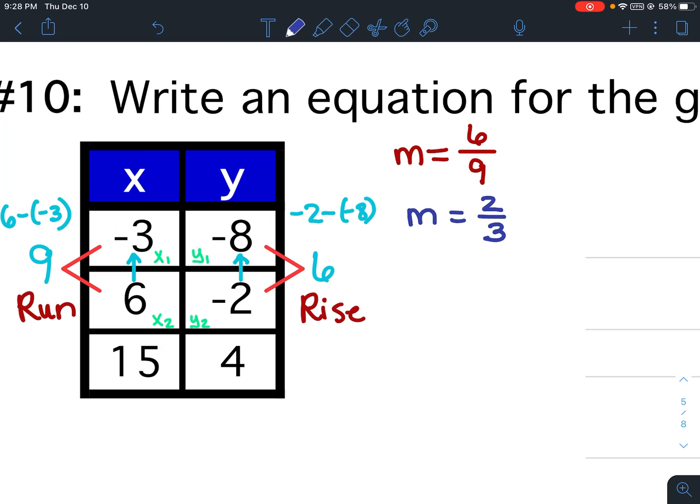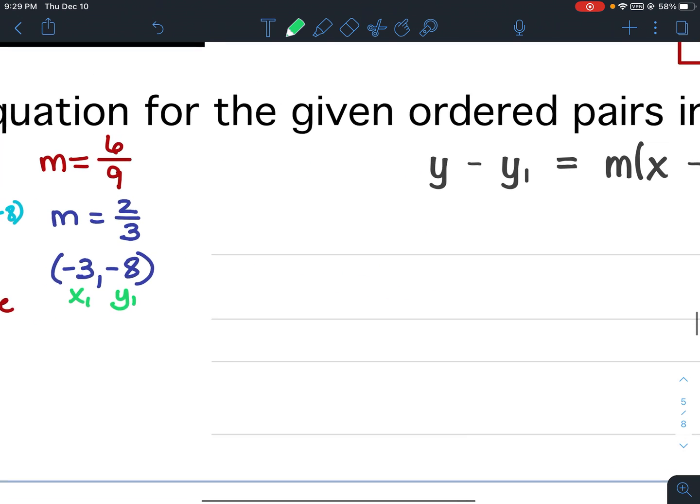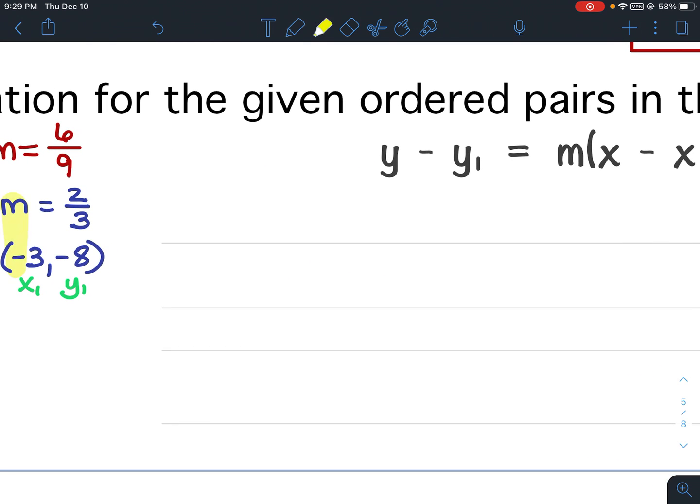And again, you could pick any point, but especially you want to practice those negatives, so we're going to use the -3, -8. So -3, -8. This is x1, this is y1. All right, so we're going to take the information we have right here and plug it into our equation.